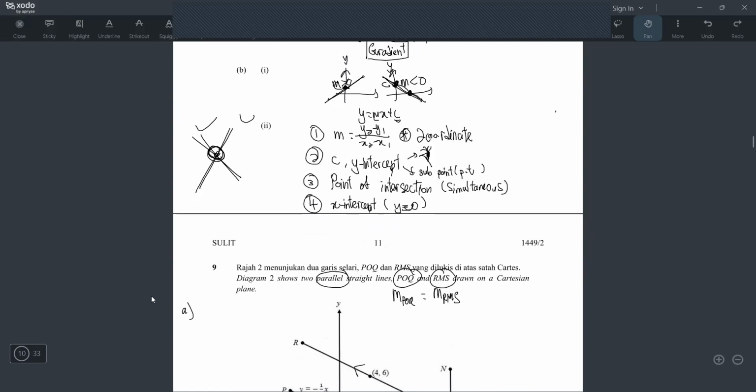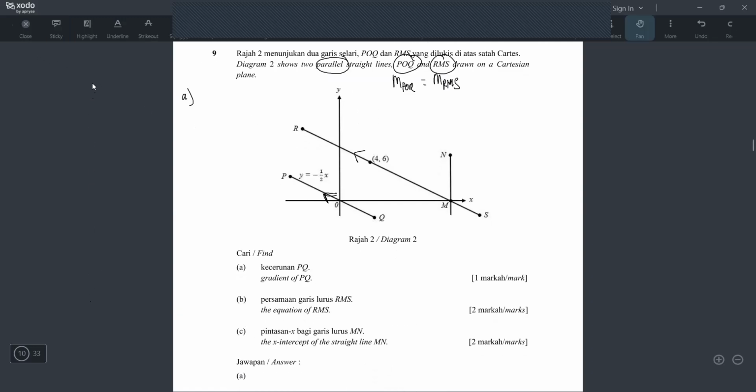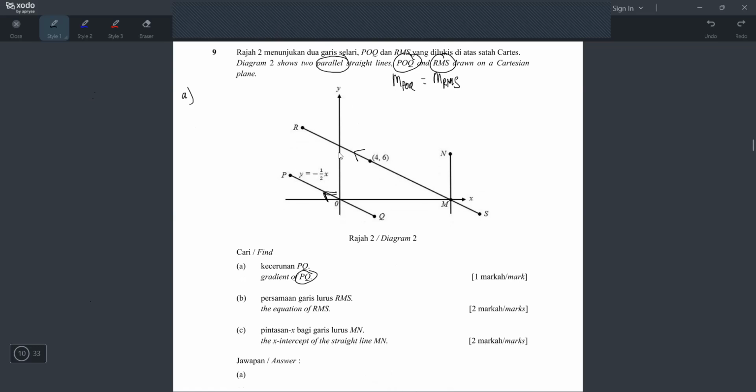So let's go back to our formula now. We look at this. How to find gradient? You need to have two coordinates. You see, I write here already, two coordinates. And the formula is Y minus Y bahagi X minus X. Kena ada dua coordinate baru boleh. So do I have two coordinates for line PQ? If you look at PQ, tak ada. Tapi tak apa, sebab ada equation.